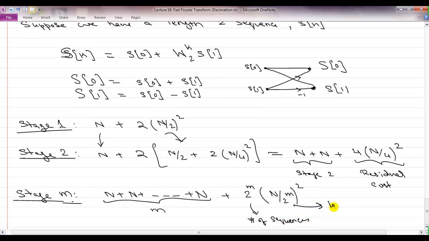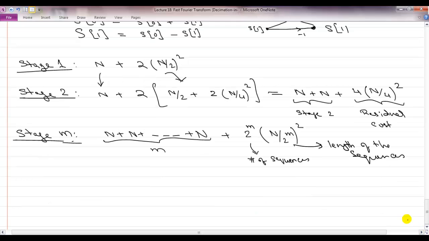And these are the length of the sequences. So this is the residual cost. You want to now compute the 2 to the m point DFTs, n divided by 2 to the m point DFTs, and each one of those is going to cost n divided by 2m square, and 2m is the total number of sequences. So let's go to the final stage, the stage log of n to the base 2 minus 1. Okay.